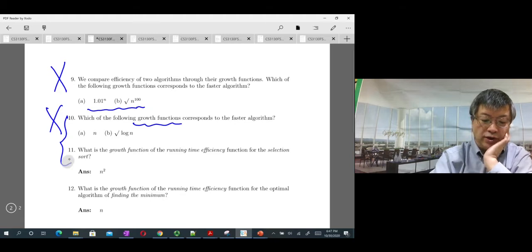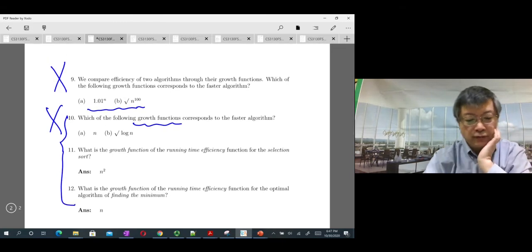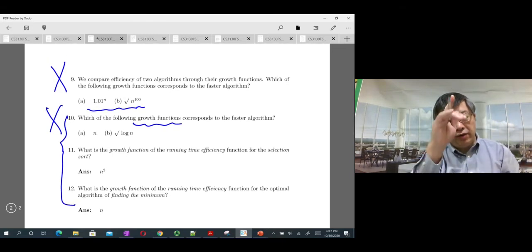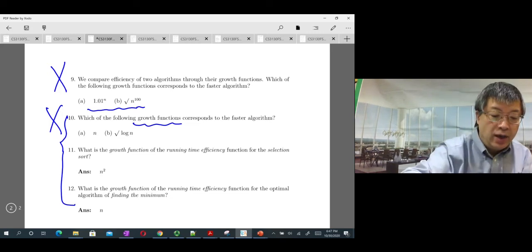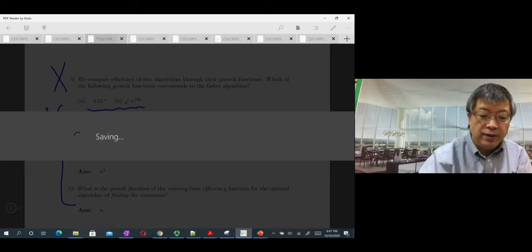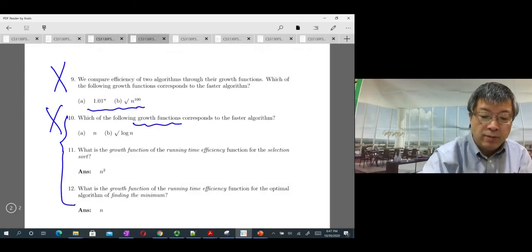Actually, these three. Number 12 is also growth function. But I just give you one growth function question. Very likely. All right. So that's set number 3. Set number 4.